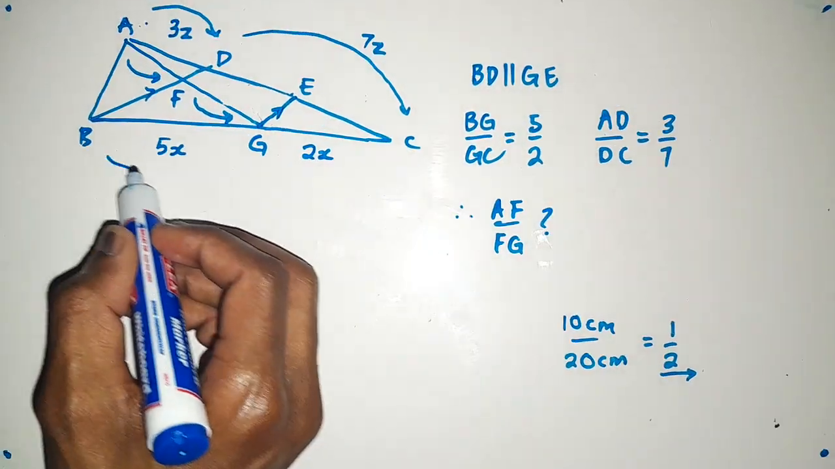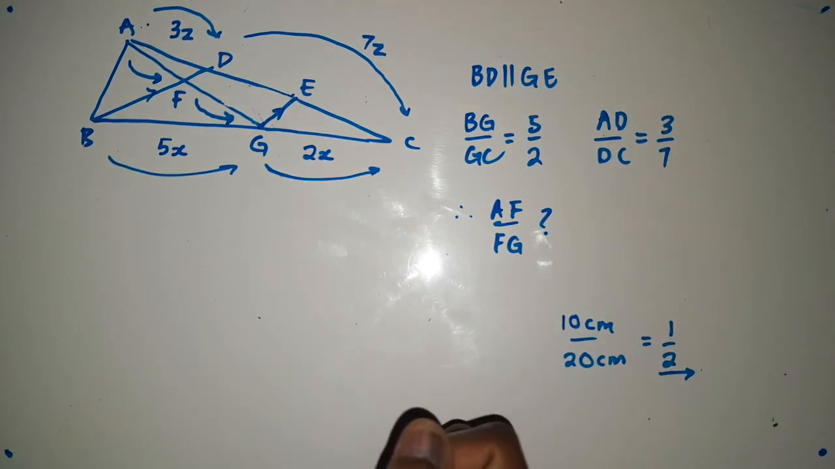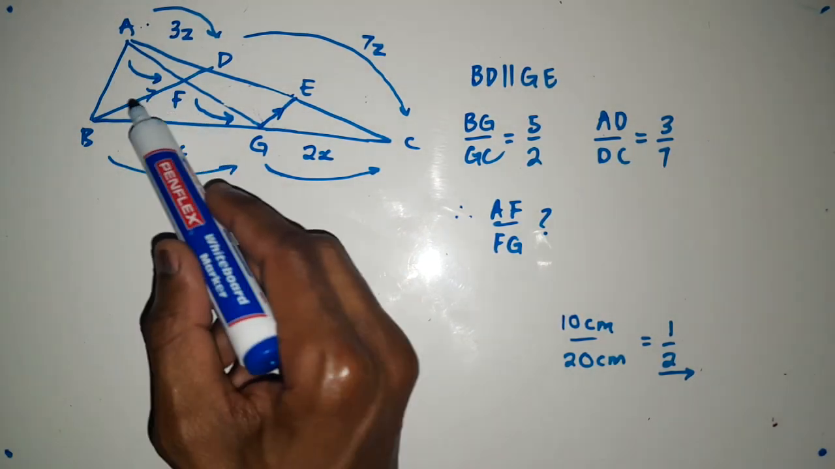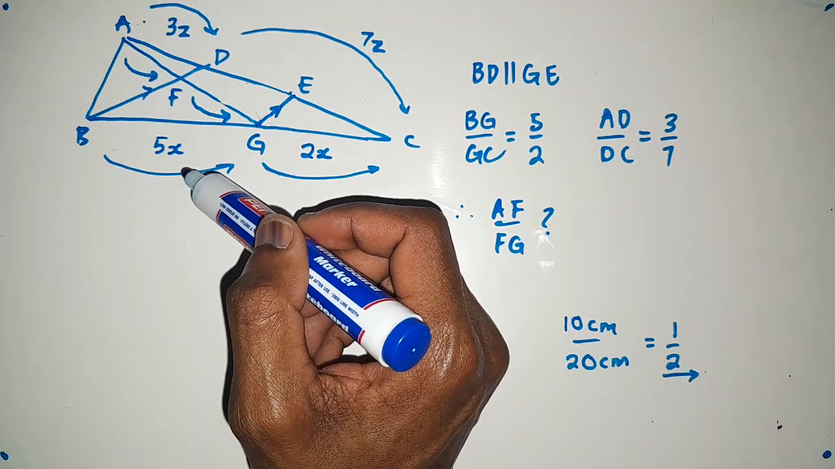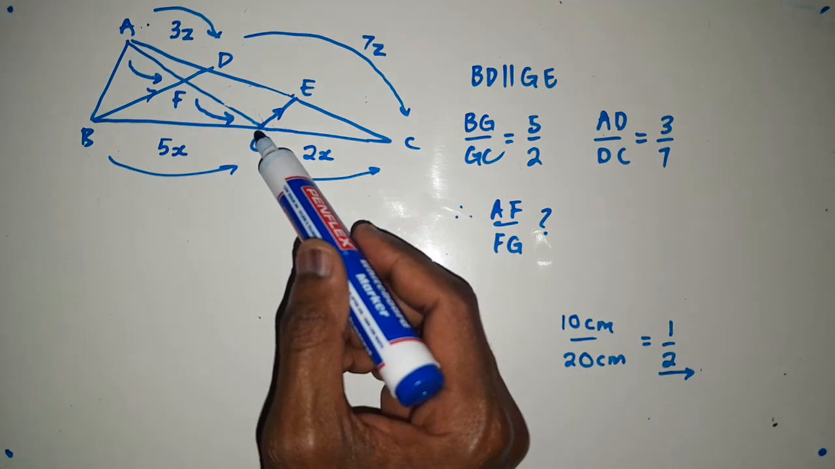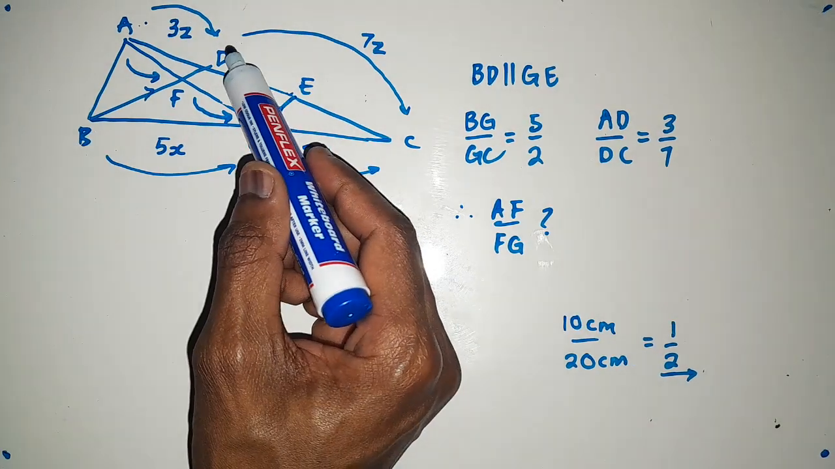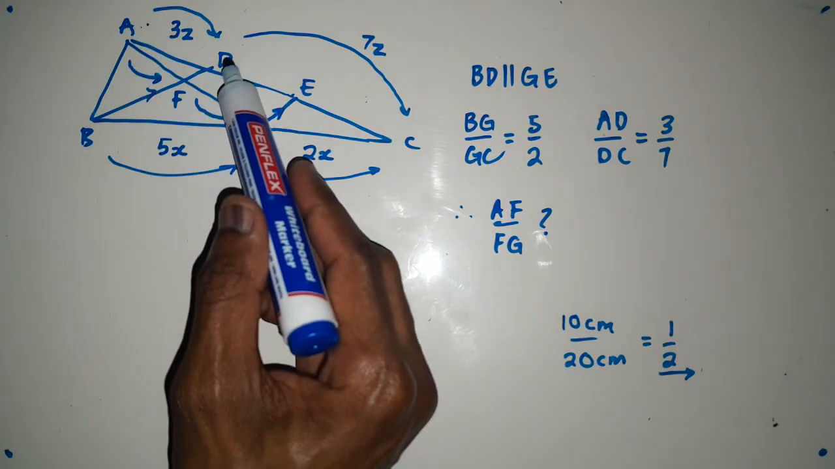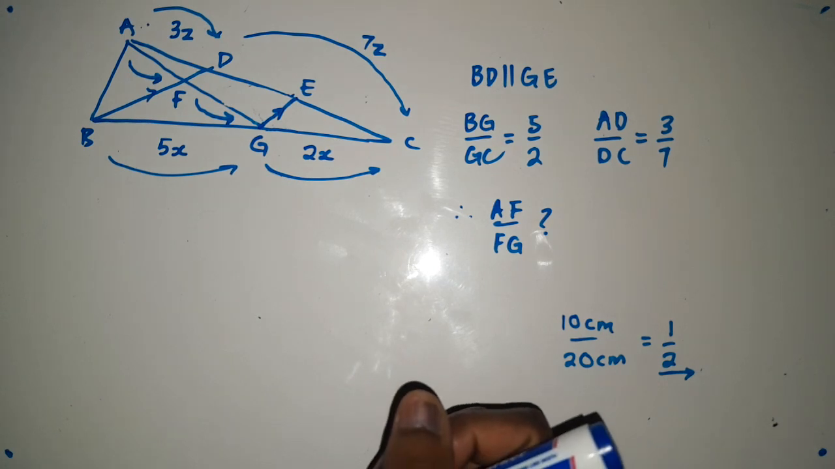This one is 3, this one is 5, this one is 2. Then now they want us to find this one. You see, they gave us these two parallel lines. In order for us to find the ratio of AF and FG, it will be easy if we can find the ratio of DE. You see DE, we need DE because we already have AD somehow. You see, we need DE.